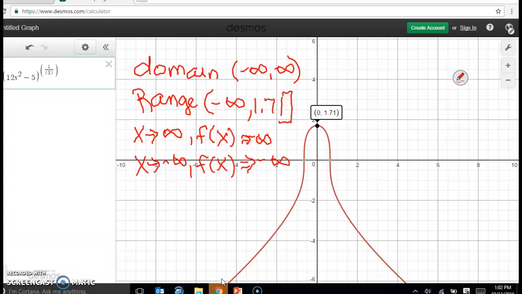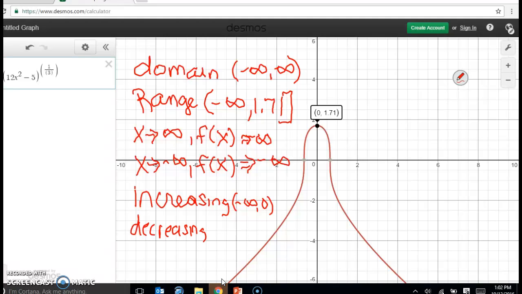Increasing, decreasing. So where's our function increasing? Negative infinity to, what's our x value here? 0. Oh, 0. Wow. And then from 0 to positive infinity, what are we doing? Negative. All right, so we're decreasing. Yeah, decreasing. So increasing from negative infinity to 0 and decreasing from 0 to positive infinity.